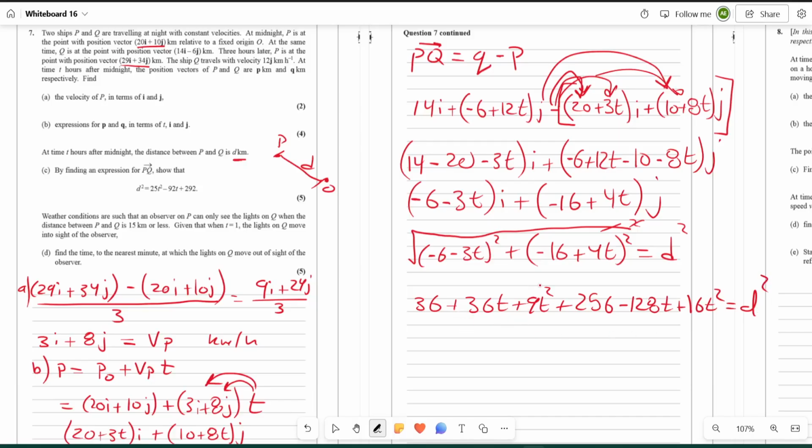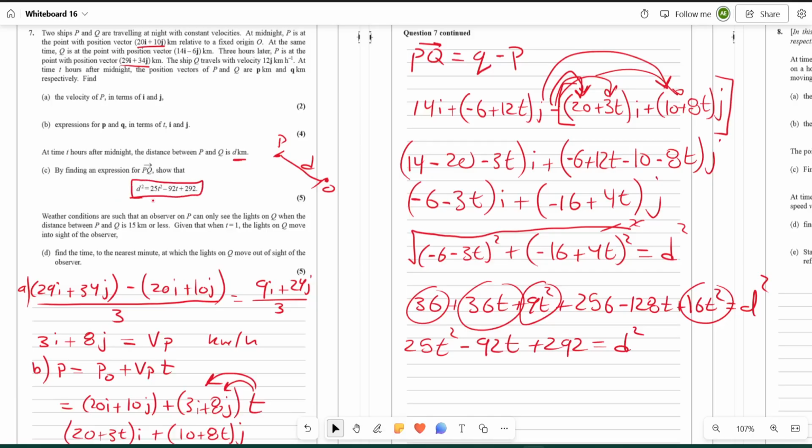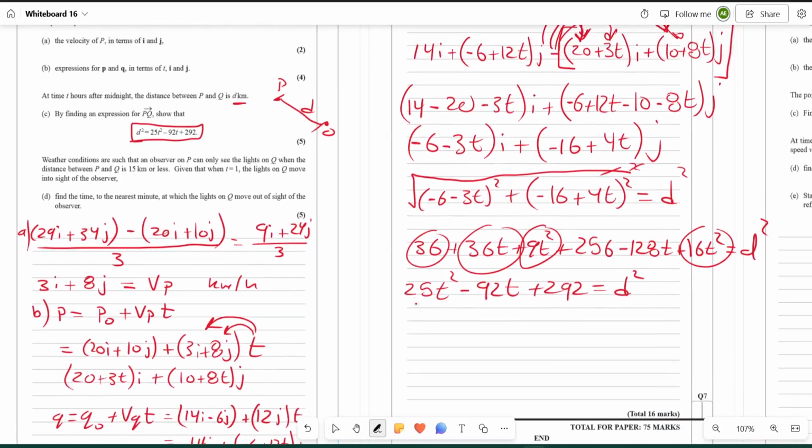So now let's simplify. 9t squared plus 16t squared is going to be basically 25t squared. 36 minus 128, I'm basically adding like terms, that's going to be minus 92t. And then 36 plus 256 is basically 292. And all of that is equal to d squared. And this is exactly what I was told to show. This is a 5 marker, a typical 5 marker.